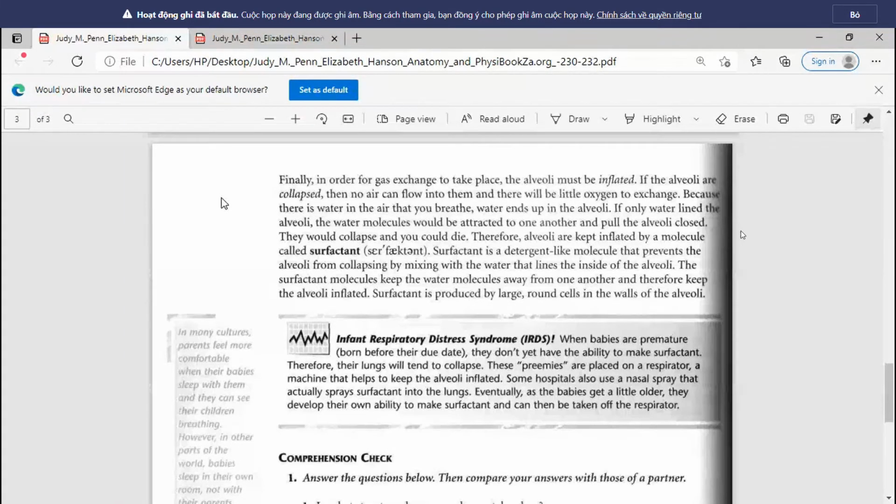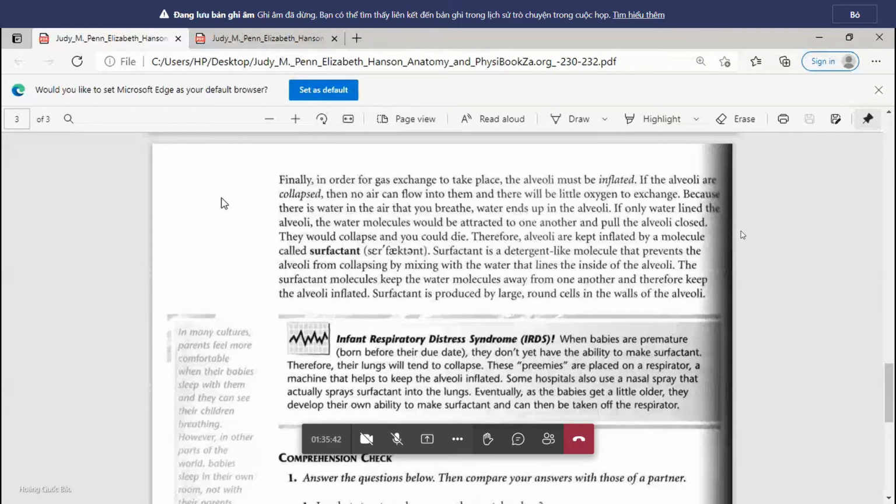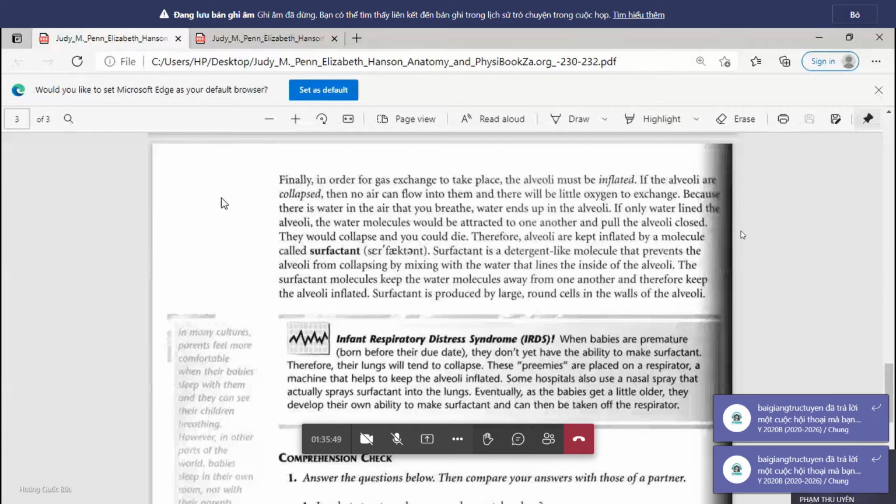Yes, teacher. Okay, so can you answer that question? Question number 6. Why do alveoli need to be inflated? To be inflated in order for gas exchange to take place. And what happens if alveoli are collapsed? If the alveoli are collapsed, then no air can flow into them, and there will be little oxygen to exchange. Yeah, thank you for your answers.